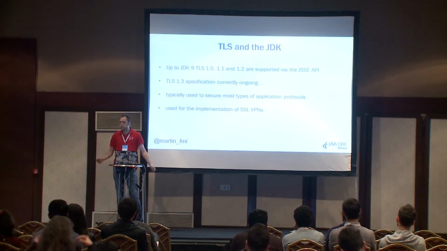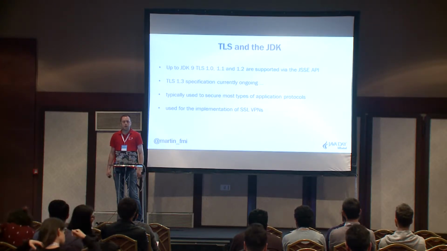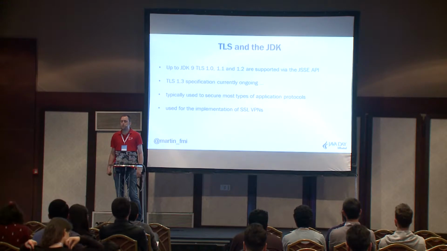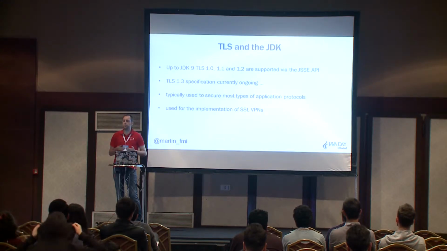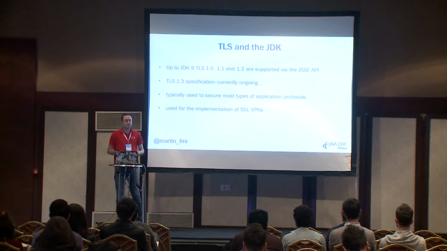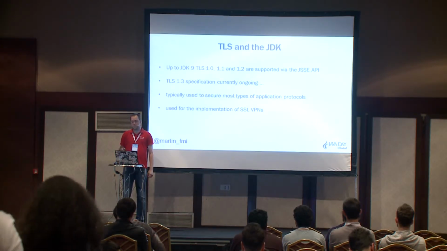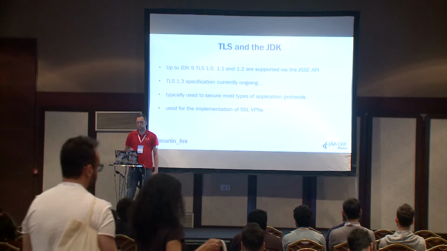And as most of you know, TLS is typically used to secure most types of application protocols. Another interesting use case of TLS is to establish the so-called SSL VPN type of communication when you try to connect to your corporate network. So basically, TLS is the de facto standard that allows you to secure the communication between endpoints. It's, of course, the successor of the SSL series of protocols.